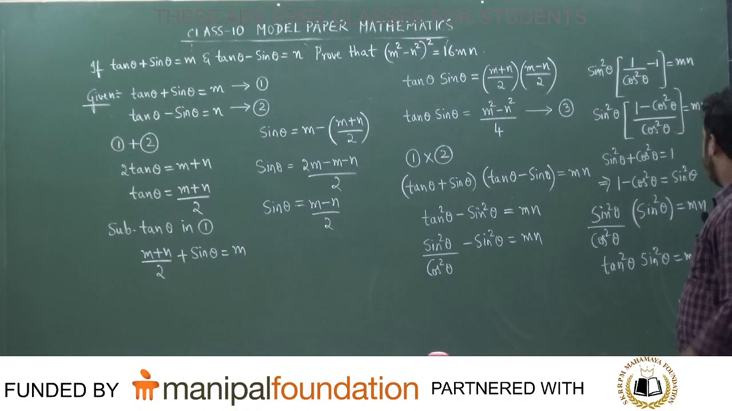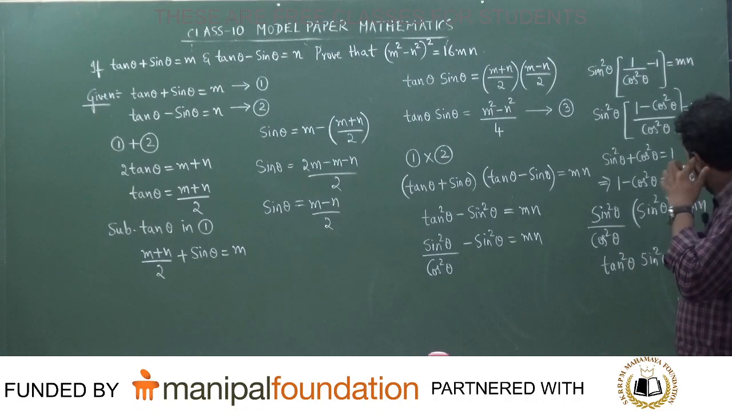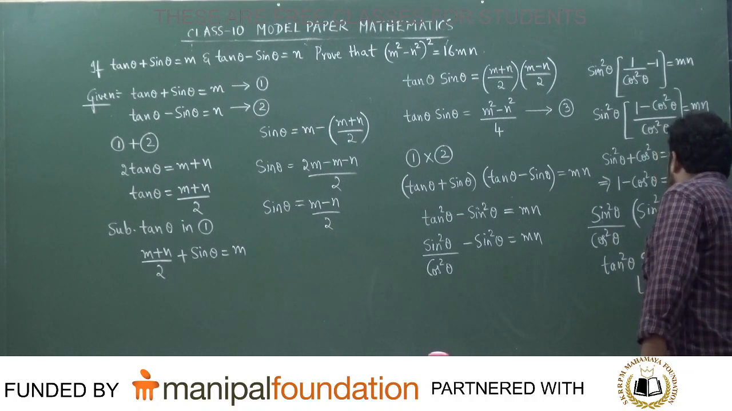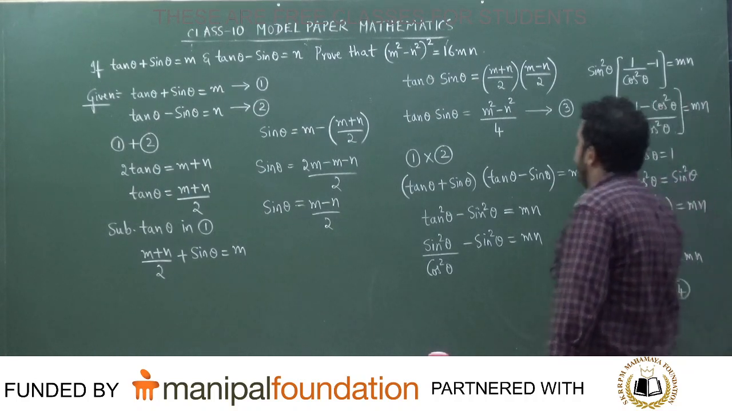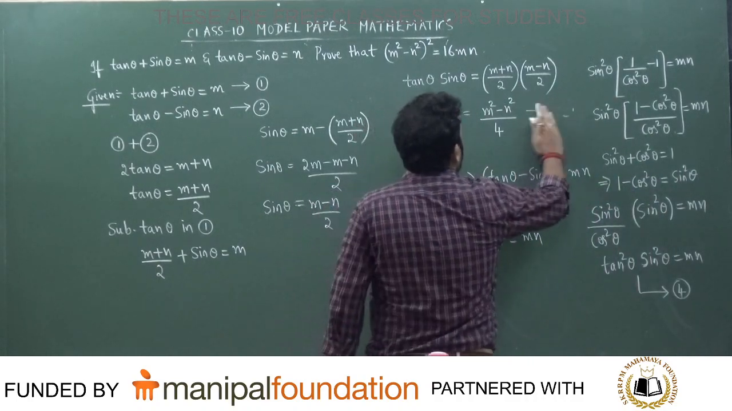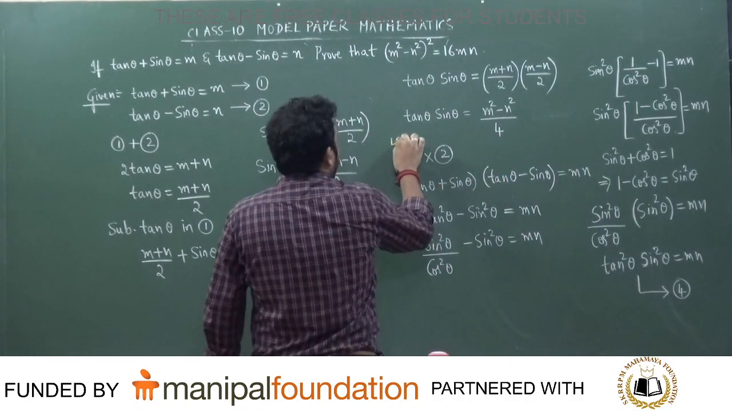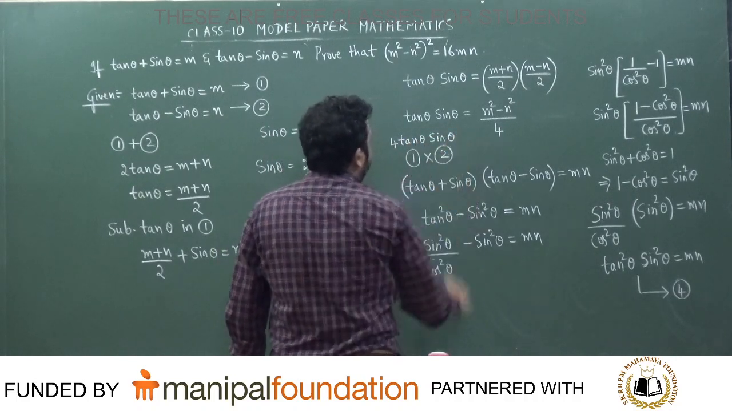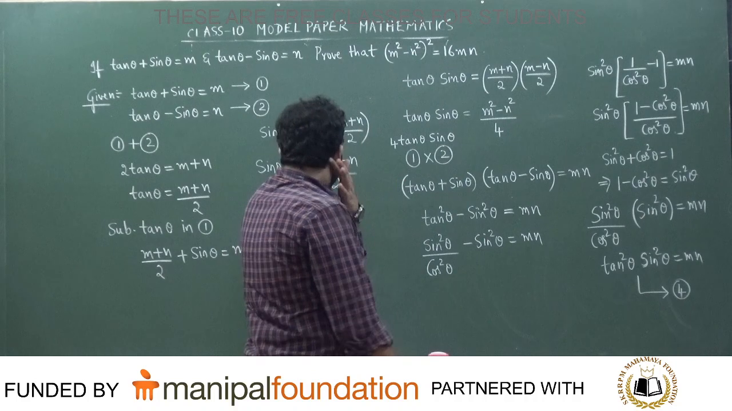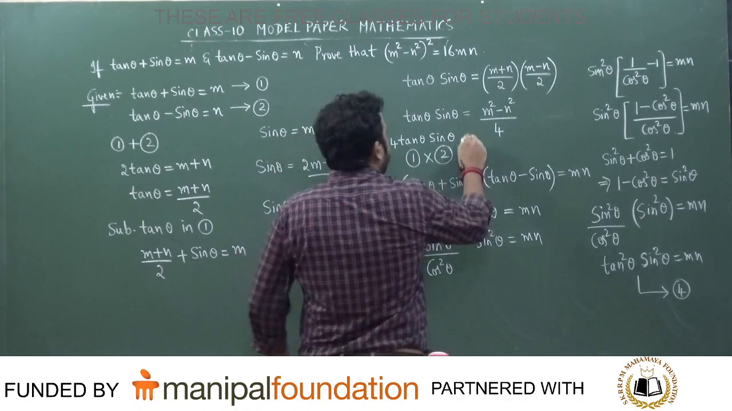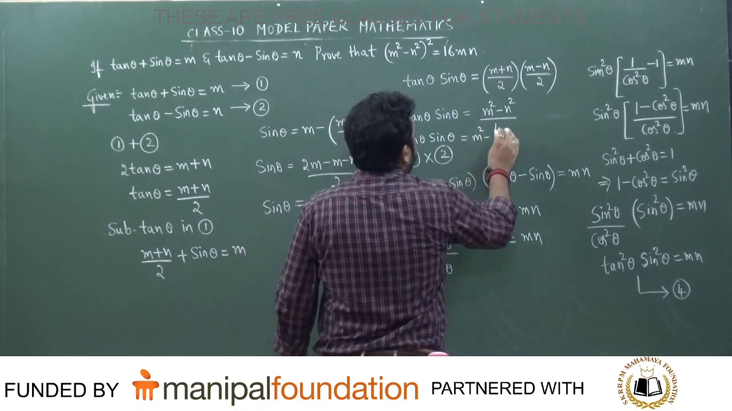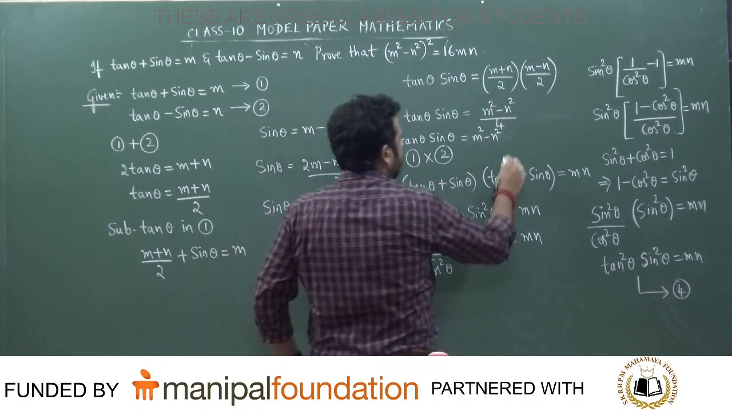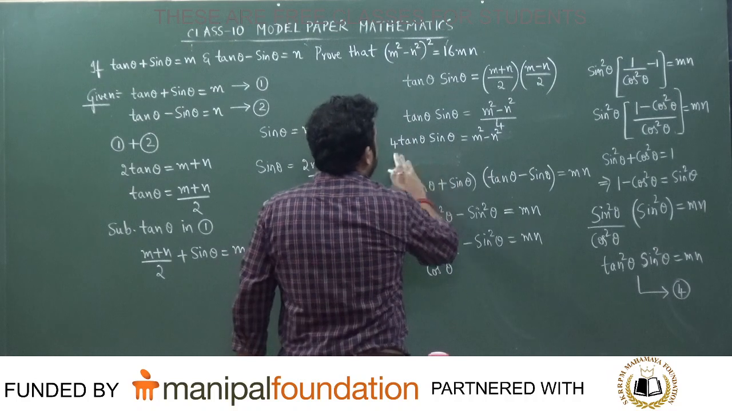Tan squared theta into sin squared theta will be equal to m into n. Sin theta by cos theta is tan theta, so tan squared theta. Let us call this equation number 4. Now instead of 3, we will write 4 into tan theta into sin theta, that is equal to m square minus n square. Is it okay? M square minus n square.